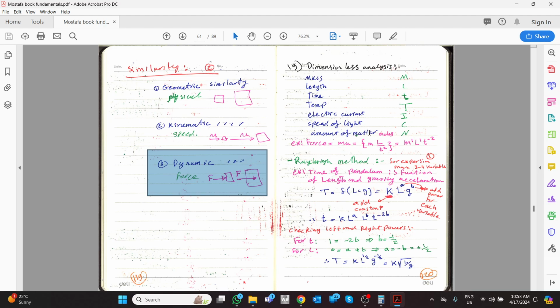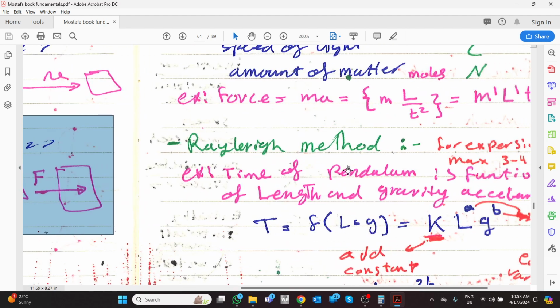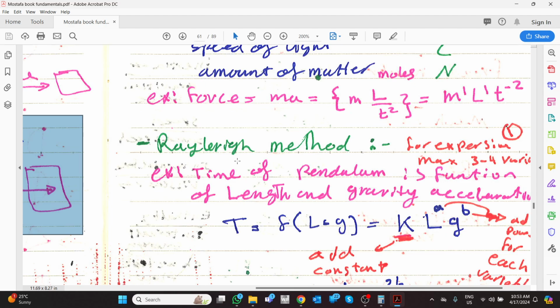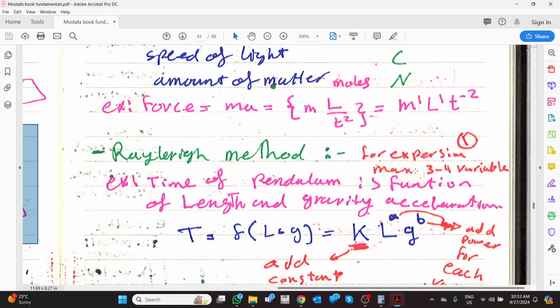Okay, to do dimensionless analysis, there are two methods. The first method is Rayleigh's method. It is for generating expressions. It can be valid for a maximum of 3 to 4 variables. More than this, you cannot use this method at all.